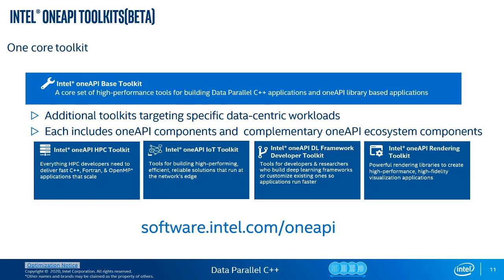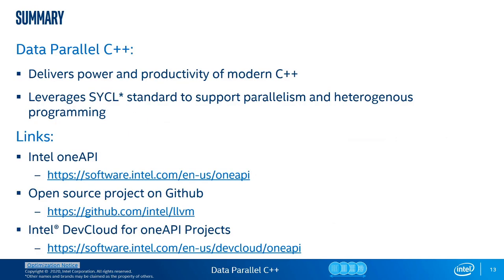Intel offers many toolkits, but there is a core set of high-performance tools for building data parallel C++ called the Intel OneAPI Base Toolkit. Other add-on toolkits target specific developer workloads and build on the core toolkit. For example, in the OneAPI HPC toolkit, you may find additional HPC tools like a Fortran compiler. You can download toolkits for free and find more details on each toolkit at software.intel.com/OneAPI. As a summary note, DPC++ delivers the power and productivity of modern C++ and leverages the SYCL standard to support parallelism and heterogeneous programming.